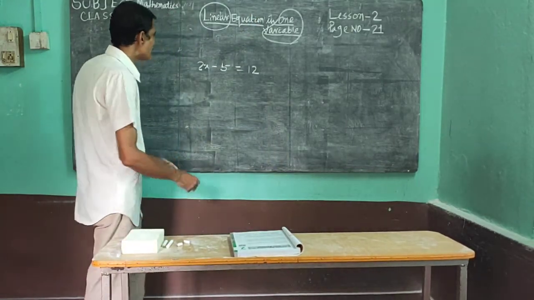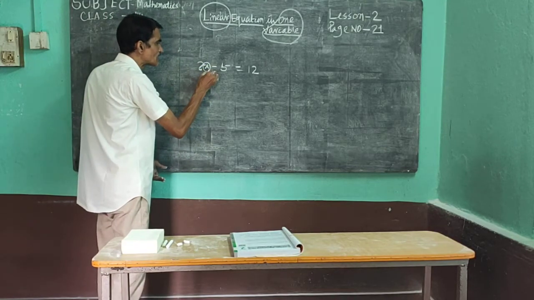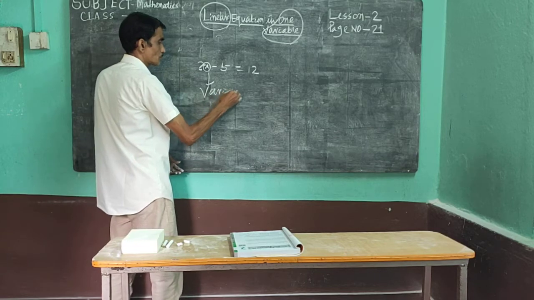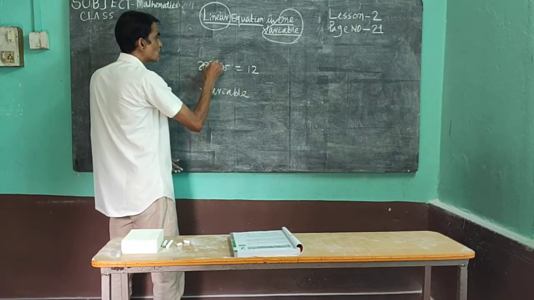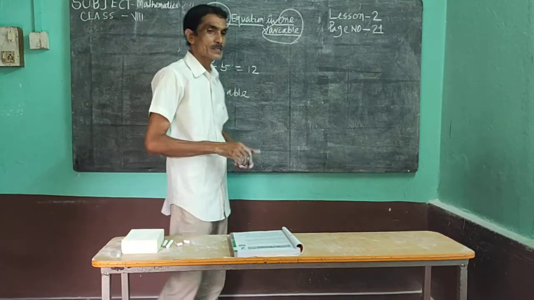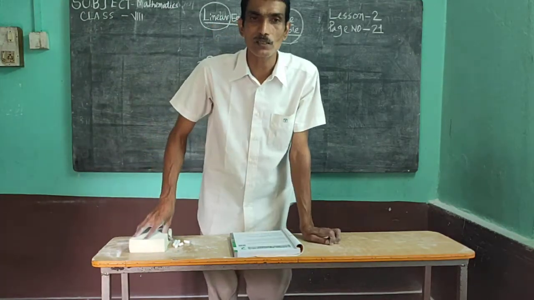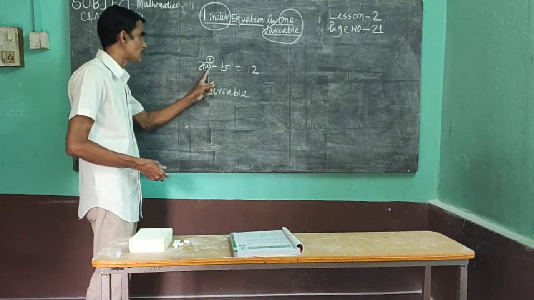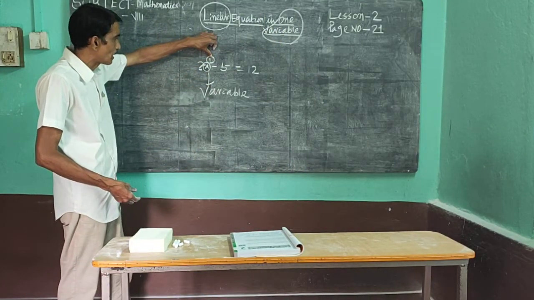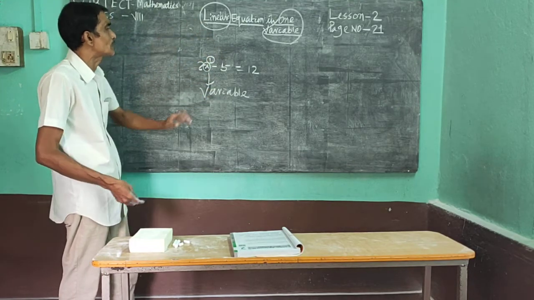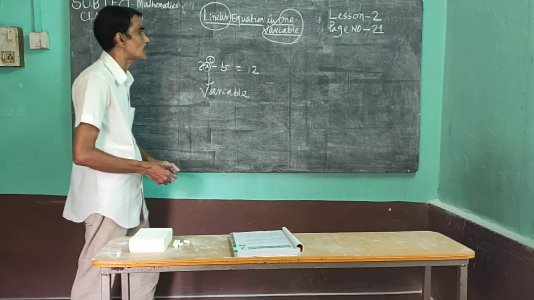Why is it linear? Because whose variable is there? This is the variable. And its degree of the power is 1. Linear means an algebraic expression whose degree of the power is 1. So this is the linear equation, means degree of the power is 1. It has only one variable, that is the variable x only, that is called a linear equation in one variable.